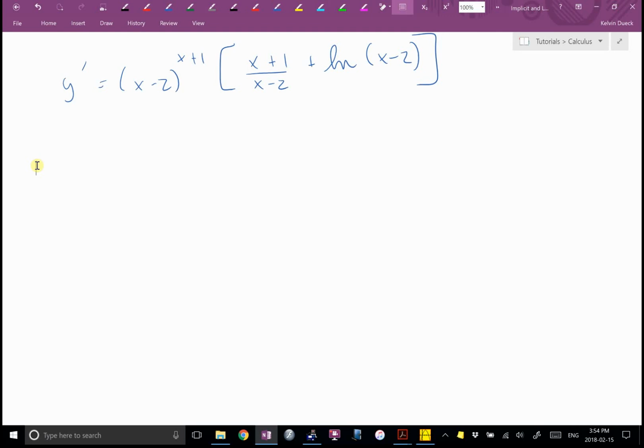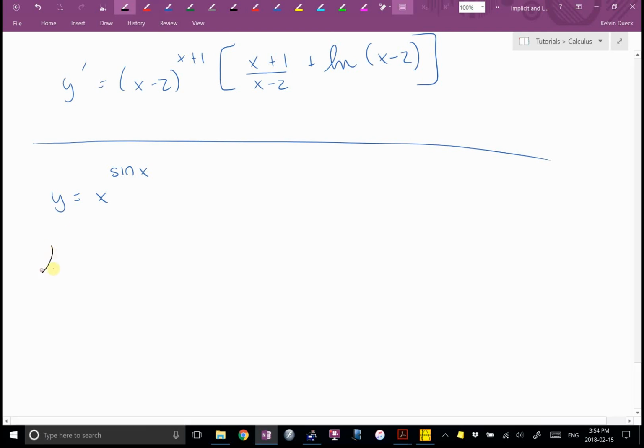Well, you know what? I'll make one up. Suppose we had this. Y equals x to the sine x. There. Yeah, it's a classic. Where is the x? Is the x as an exponent? Take log of both sides. Gonna get good at them.